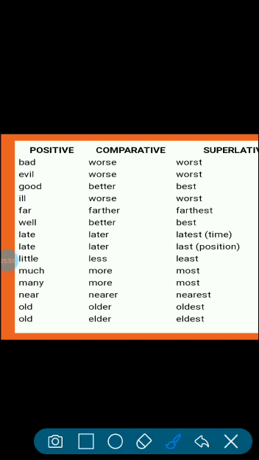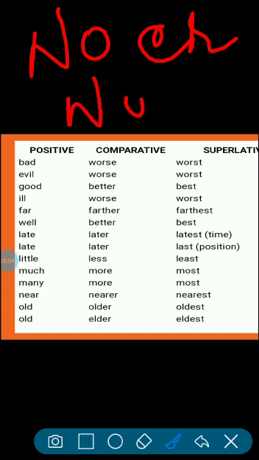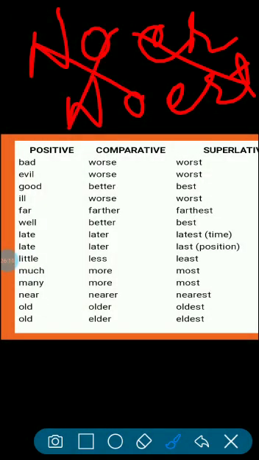So what is the exceptional thing here? No rule is followed, no ER, no EST, nothing like that. Okay? No ER, no EST. A complete new word is used to make the comparative form, and another completely new word is used to make the superlative form of these adjectives or adverbs. Alright?